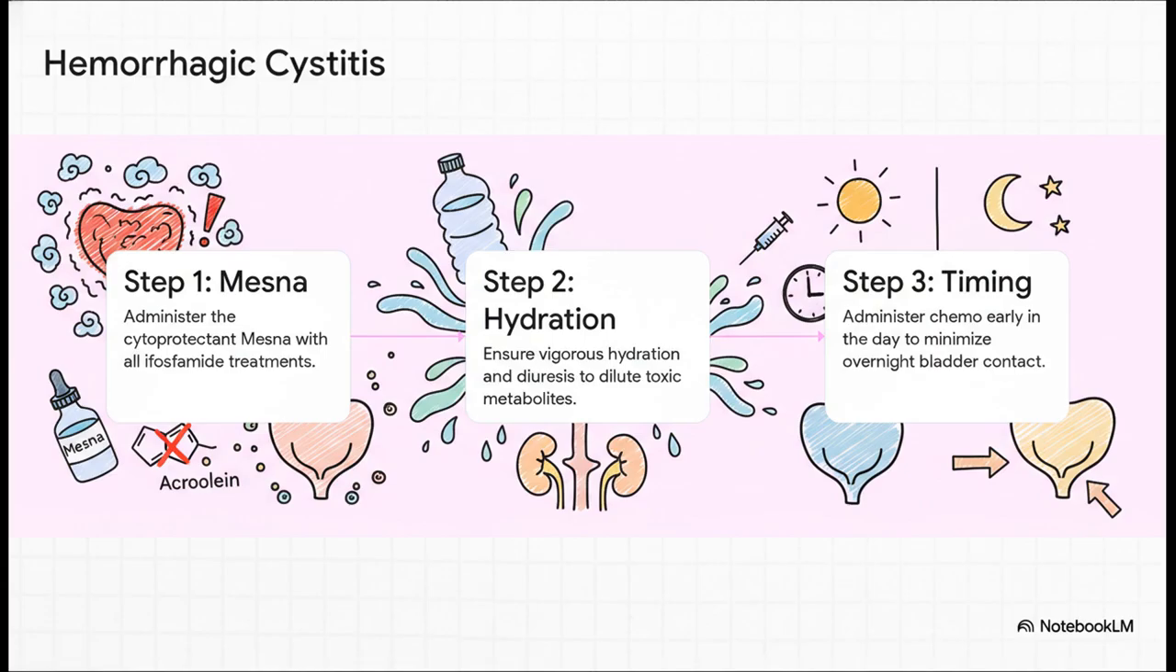You can't just throw one thing at hemorrhagic cystitis from ifosfamide. It really requires a three-pronged approach. It's not just about giving Mesna to neutralize the toxic metabolite, acrolein. We also need aggressive hydration to flush it all out. And we try to give the chemo early in the day to minimize that overnight contact with the bladder.